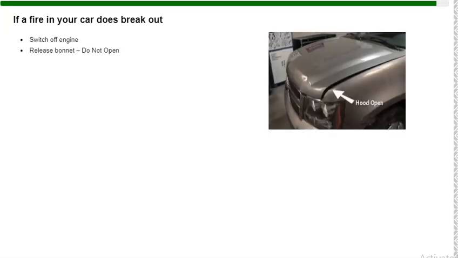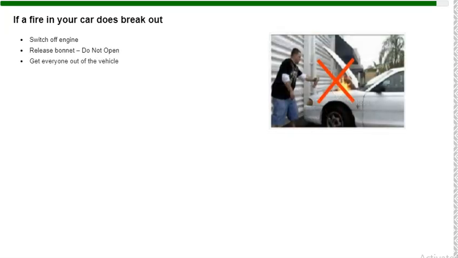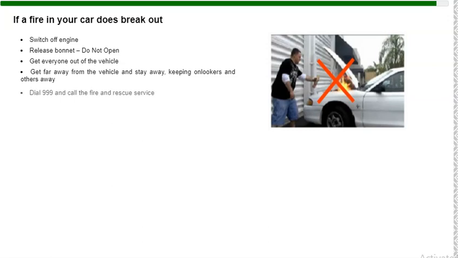If a fire in your car does break out, switch off the engine. Release the bonnet, do not open it. Get everyone out of the vehicle. Get far away from the vehicle and stay away, keeping onlookers and others away. Dial 999 and call the fire and rescue service. Warn oncoming traffic, if safe to do so.